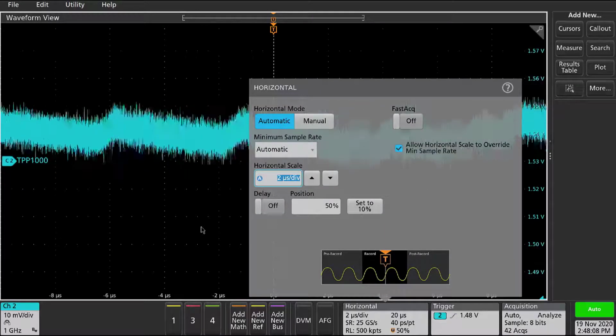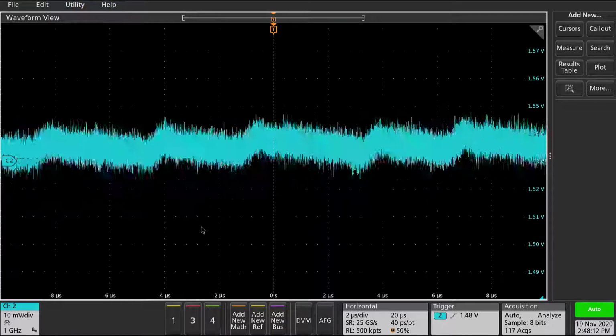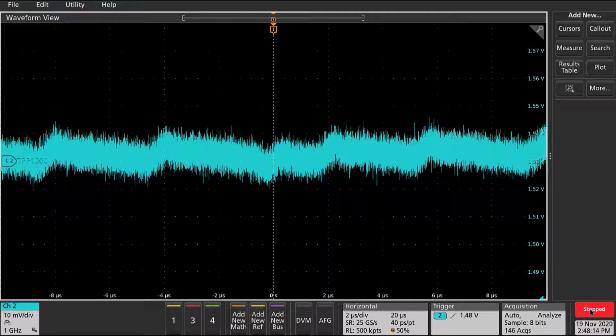So that gives us kind of the steady state of what this rail looks like. And you can see, sure enough, if I take a single acquisition here, there appears to be some ripple throughout, like we would expect. It's fairly low voltage, certainly something that this DDR memory module can handle.